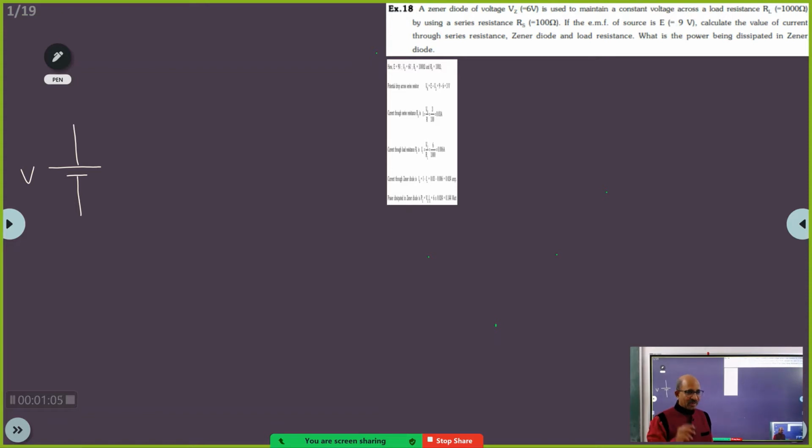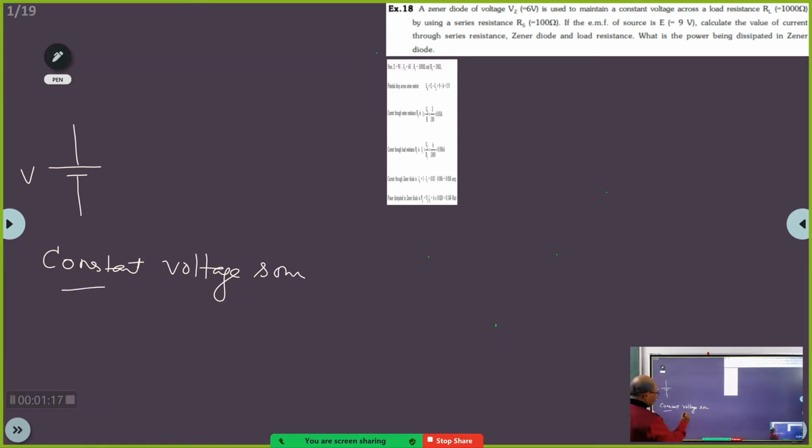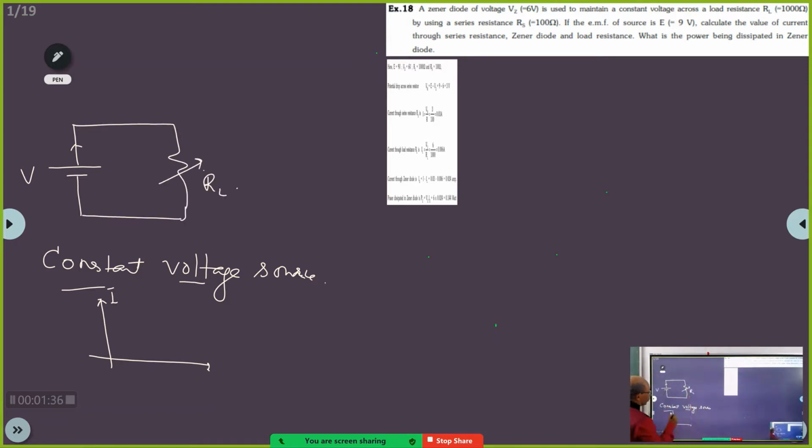DC source? Constant DC source. You are telling constant DC source, somebody is telling voltage source. What you should have told is constant voltage source. Constant voltage source. What is the meaning of this? The meaning of this is, if you see the current output, that is the current that is going to come out of this if you connect a load resistance R.